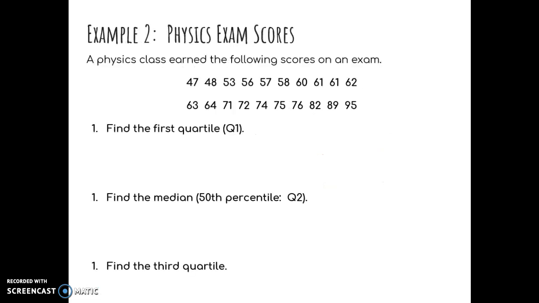All right, so example 2: a physics class earned the following scores on an exam, and the exam scores are listed. We want to find the first quartile, the second quartile or the median, and the third quartile. So why don't you pause the video, make sure you go to stat, enter, and enter the data into the list, and then go to stat, calc, choose var stats, and then calculate, and see if you can find these 3 quartiles. Okay, so go ahead and pause the video.